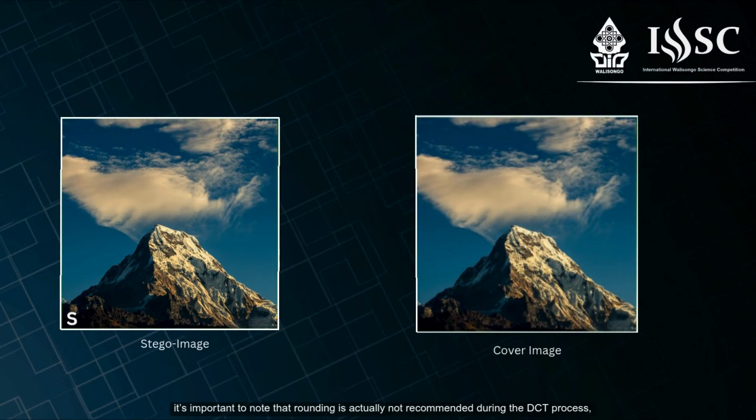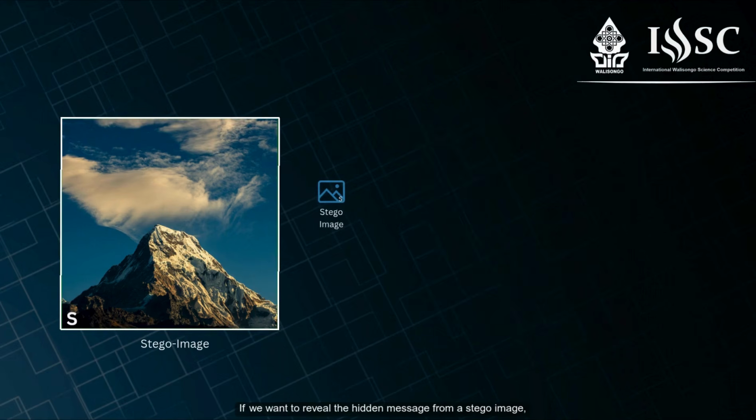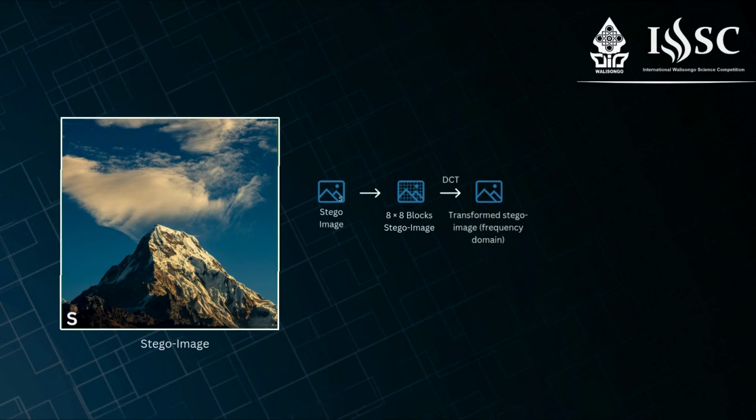In the previous step, it's important to note that rounding is actually not recommended during the TCT process, as it can affect the accuracy of the transformation. Rounding the TCT coefficients can cause the resulting ITCT matrix to differ significantly from the original pixel matrix. That's why we stored the rounding difference earlier and added it back to the ITCT matrix obtained from the embedding process in order to preserve the original pixel values as closely as possible. If we want to reveal the hidden message from a stego image, we need to perform the TCT process again like before.